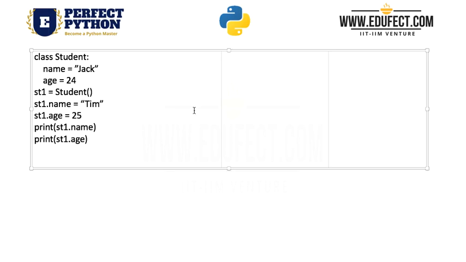Now when we print them, what will happen? First let's see what will happen here. We have st1, which is an object of the class student, so we could write it something like this. It is an object of type student, and what are the values in it? Tim and 25. These are the values st1 now has. Now when we say print st1.name, what will get printed? Obviously Tim will get printed. And when we say print st1.age, what will get printed is 25.